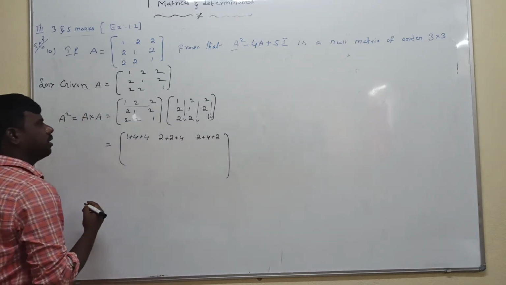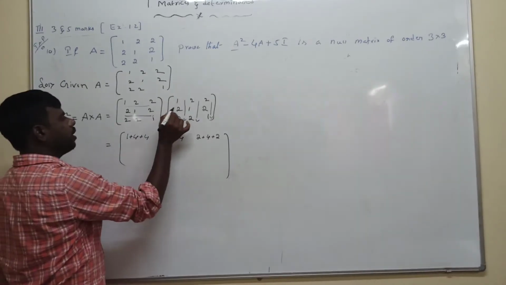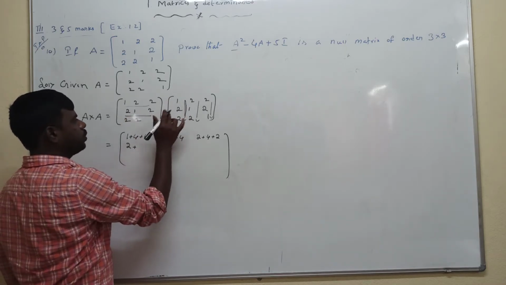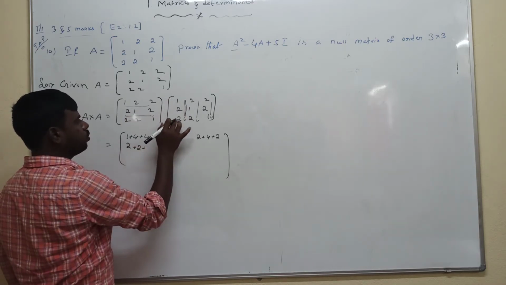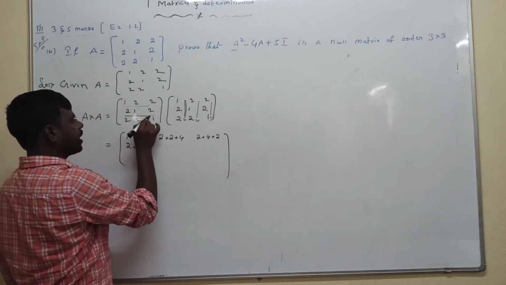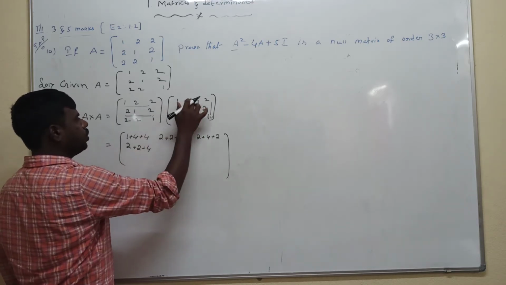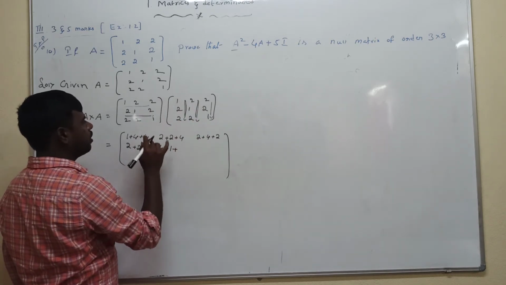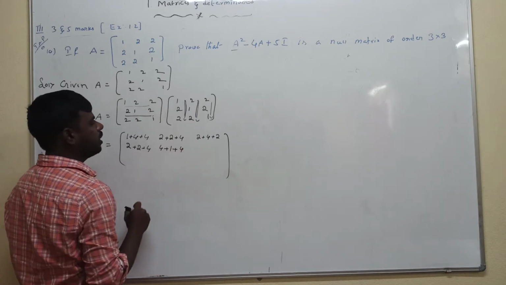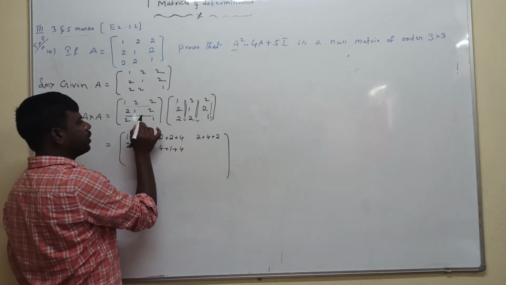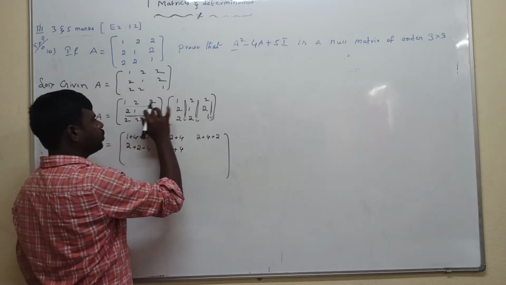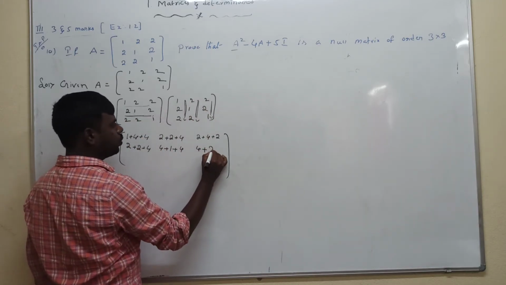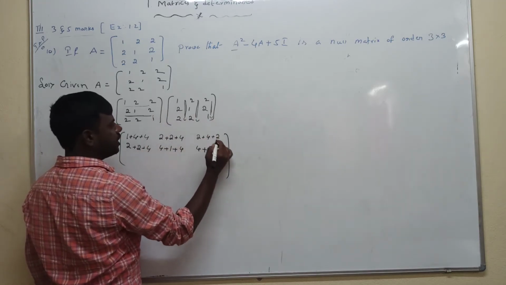Next, second row, first column: 2 into 1 is 2, plus 1 into 2 is 2, plus 2 into 2 is 4. Next, second row, second column: 2 into 2 is 4, plus 1 into 1 is 1, plus 2 into 2 is 4. Next, second row, third column: 2 into 2 is 4, plus 1 into 2 is 2, plus 2 into 1 is 2.